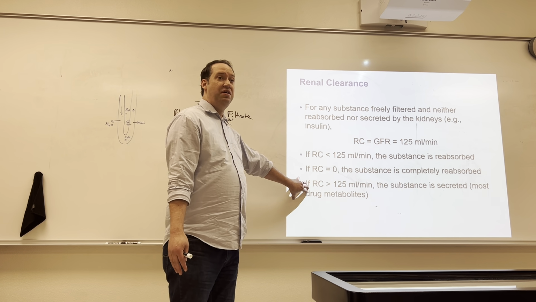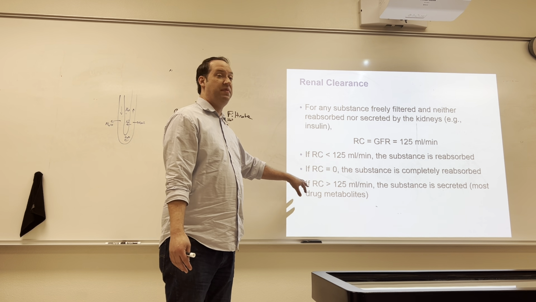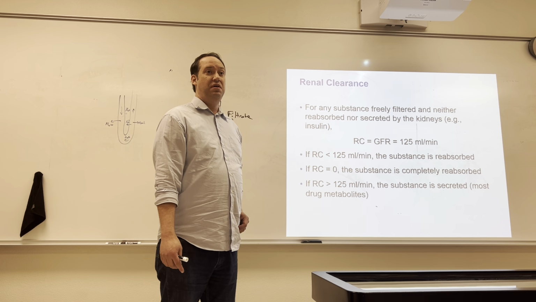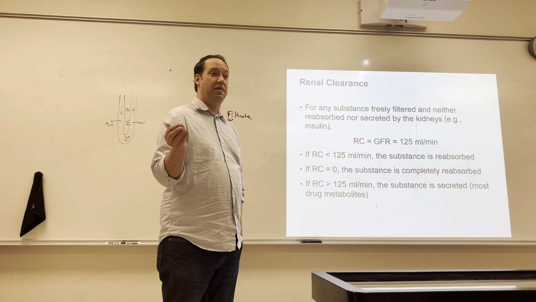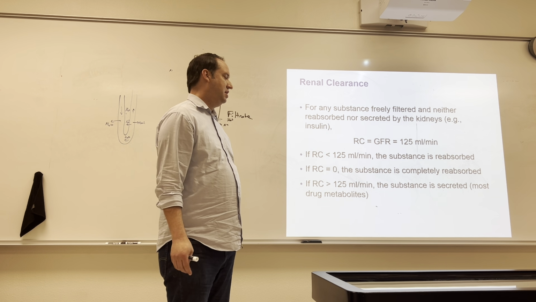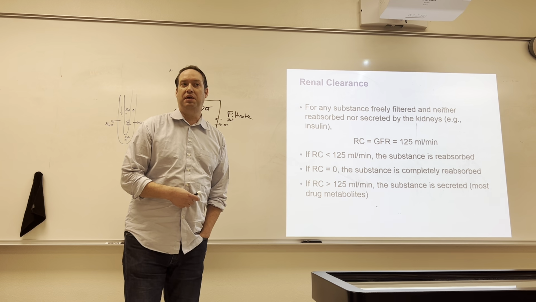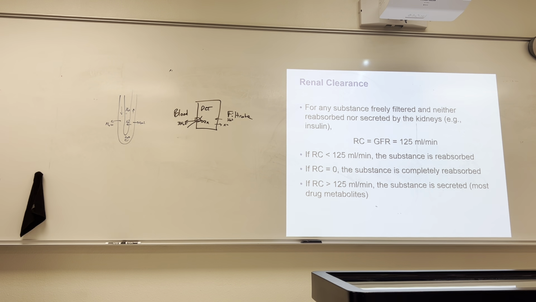If it's higher than the glomerular filtration rate, that means not only did you not reabsorb it, you're actively throwing it out. It went through the filter, and you're pulling it out of the blood too to throw it into the tubule system, because you really don't want it. So drug metabolites will be actively secreted and have a really high renal clearance, so you can get rid of that.